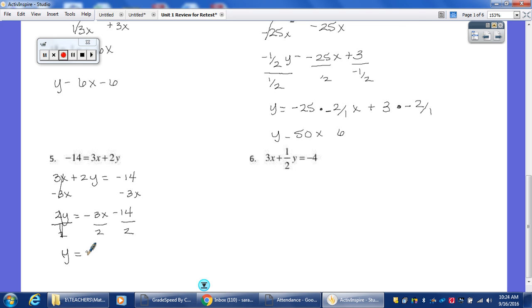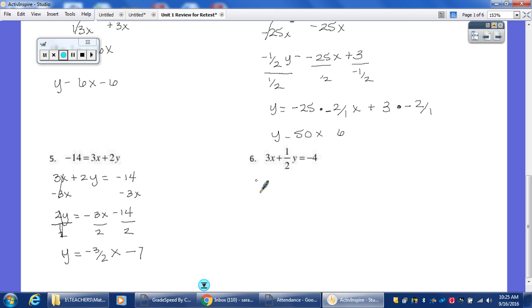So this is just going to be negative 3/2x minus, again minus because it's a negative and a positive, 7. 14 divided by 2 is 7. So y equals negative 3/2x minus 7. And that, again, y is isolated and we're good.